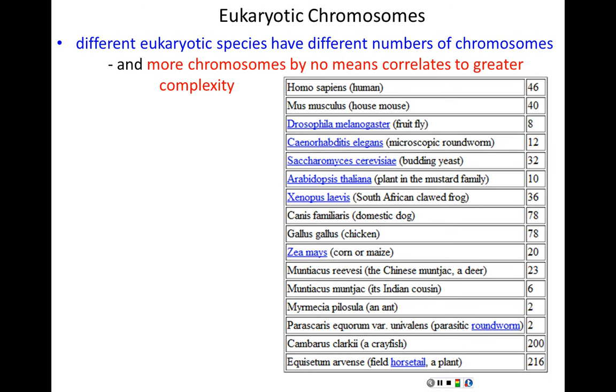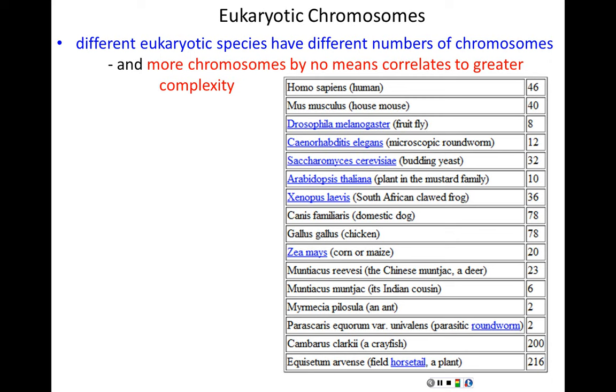Your dog, which may be superior to you in many ways, but trust me when I say it's not superior to you in the ways that matter, has almost twice as many chromosomes as you do. 78 chromosomes for the domesticated dog. Same number for the chicken, which I don't know about you, but I'm better than every single chicken I've ever met. The crayfish, the large shrimp-like thing that lots of people like to eat, has 200 chromosomes. And a small plant called the field horsetail plant, 216 chromosomes.